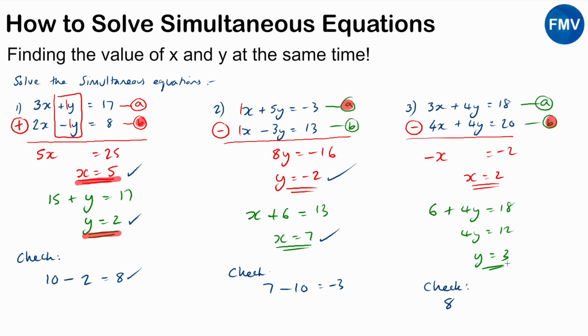4 times y, well, 4 times 3 is 12, and that's plus 12. 8 plus 12 is 20. Did equation B equal 20? Yes, it did. So now I know that they are correct. So this is the start of simultaneous equations. One more page and we're done.